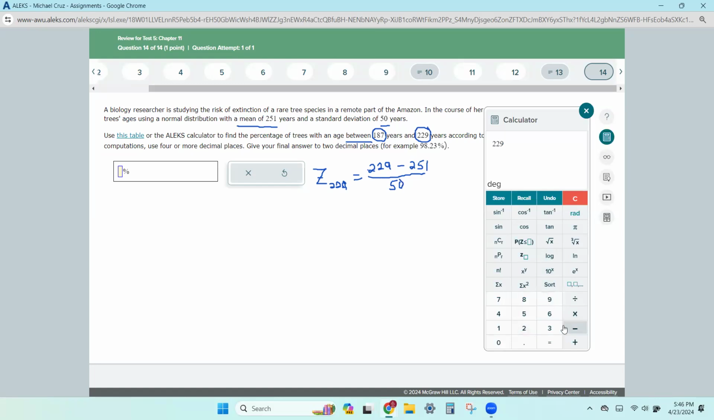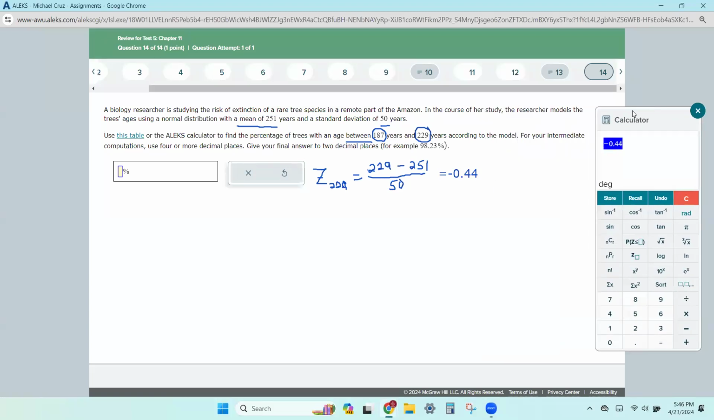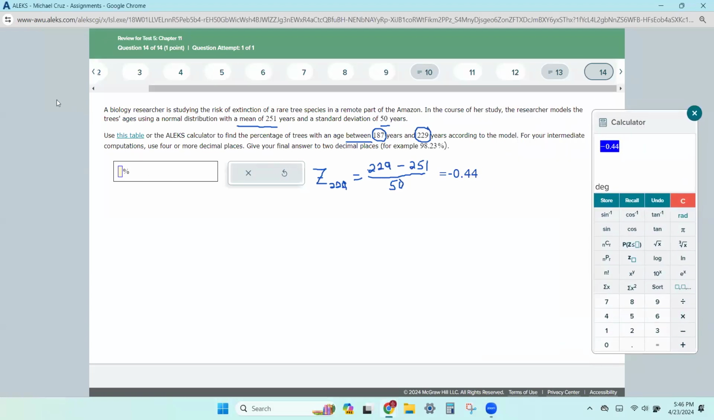229 minus 251 divided by 50, negative 0.44. Okay. So now we got to do the other one. So the other one is 229. I'm sorry, it's 187. We did the 229 already.